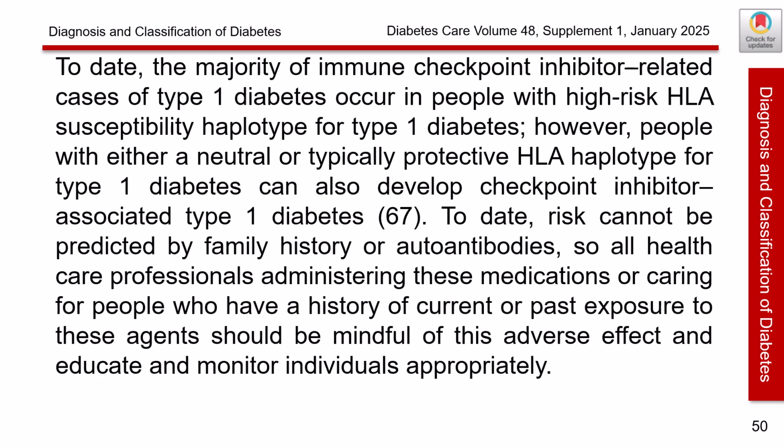To date, the majority of immune checkpoint inhibitor-related cases of type 1 diabetes occur in people with high-risk human leukocyte antigen susceptibility haplotype for type 1 diabetes. However, people with either a neutral or typically protective human leukocyte antigen haplotype for type 1 diabetes can also develop checkpoint inhibitor-associated type 1 diabetes.